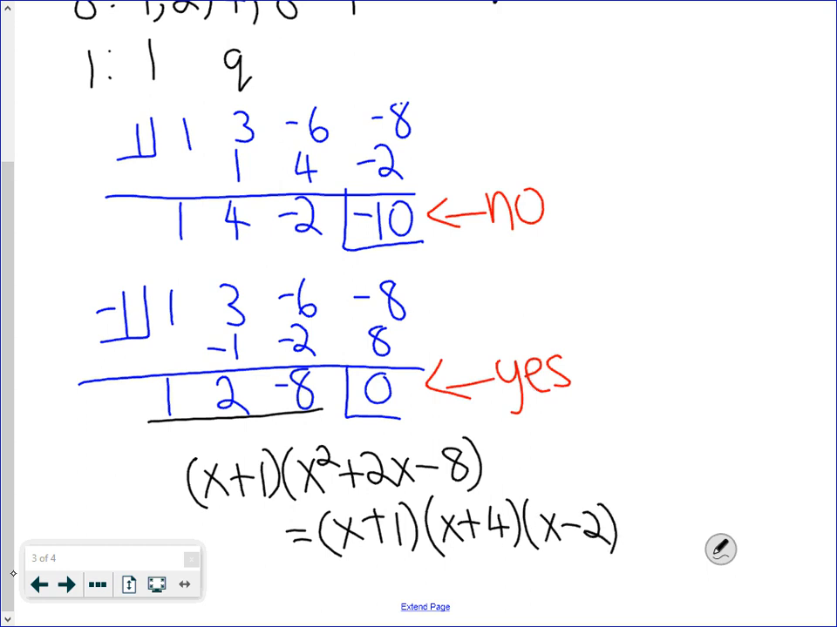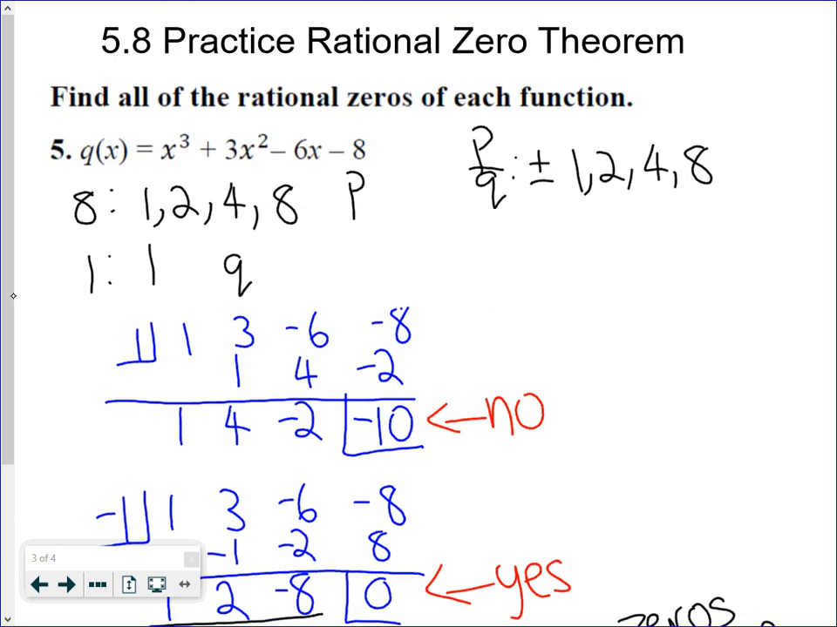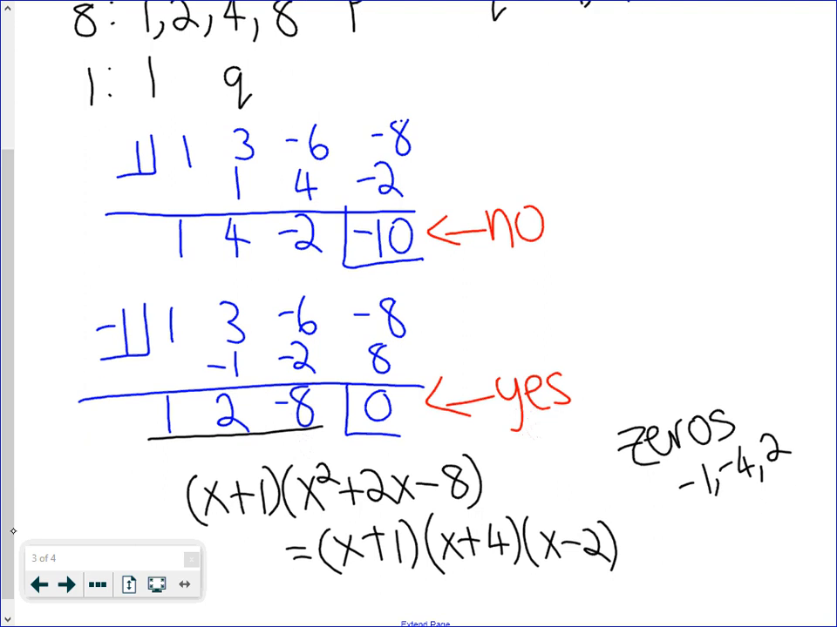Okay, so it's all factored now, and this tells me that my zeros are at -1, -4, and +2. Remember, you want to use the opposite signs of what's inside the parentheses. And we started off, remember, with a cubic function, so it makes sense that we'd end up with 3 real zeros in the end.